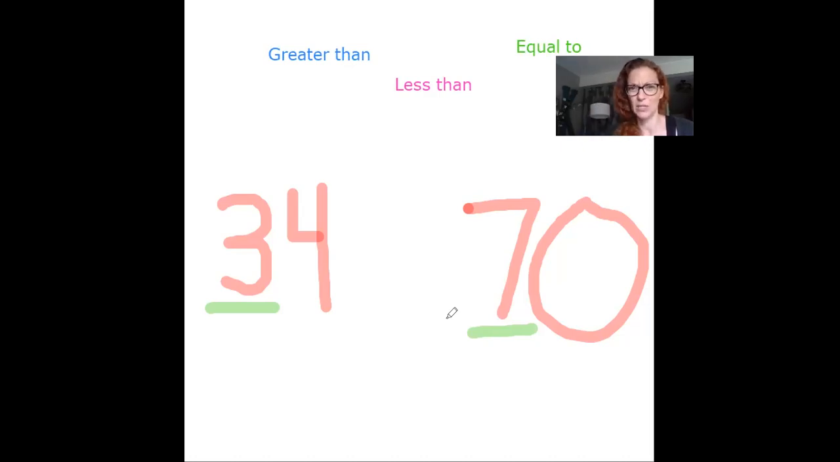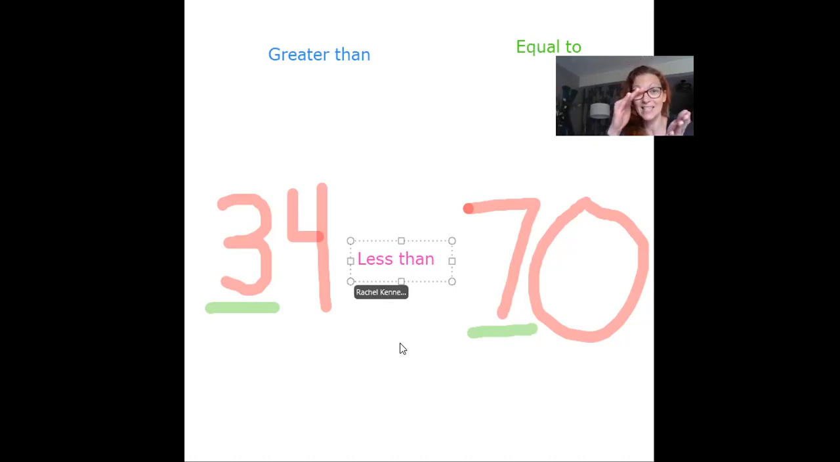But which number came first? Which one did we spin first? 34. So that means we have to pick. Are we going to pick greater than? Is 34 greater than 70? Is 34 less than 70? Or is 34 equal to 70? You tell me. Greater than, less than, or equal to? 34 is smaller. So which one means smaller? Greater than or less than? Less than, nice job. Because equal means the same. So 34 is less than or smaller than 70.